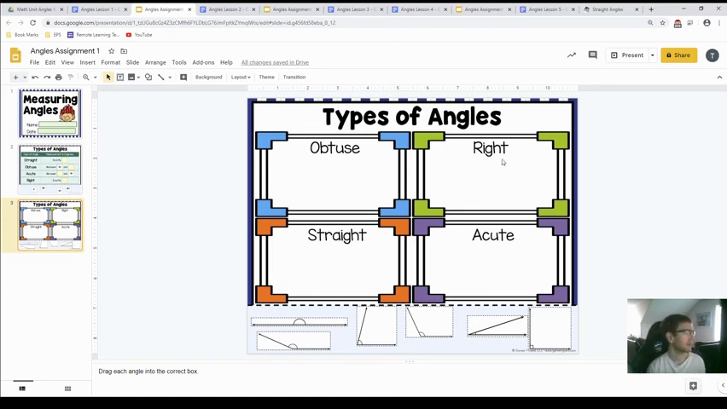Start with the right angle. Which one looks like an L? Then go to obtuse, which are the ones that look big. The opening is huge. Then go to acute. Think which ones are tiny. The angle is smaller than 90. And then where's the straight line on here? If you have any questions, reach out to your teacher.